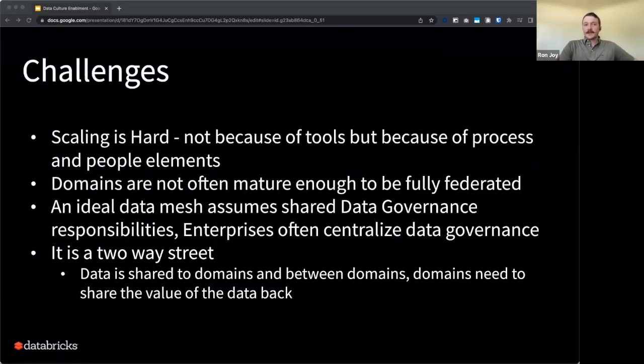Okay, so some of the challenges. Scaling is hard, right? When we start talking about all these different things, scaling is tough, not just tools, but process and people. Domains aren't mature enough to be fully federated. The ideal data mesh assumes shared governance responsibilities, and it's a two-way street, right? Data is shared to domains and between domains, and domains need to share the value back. So your platform teams also have to have a really good understanding of the value. And that piece I want to stress a lot here.